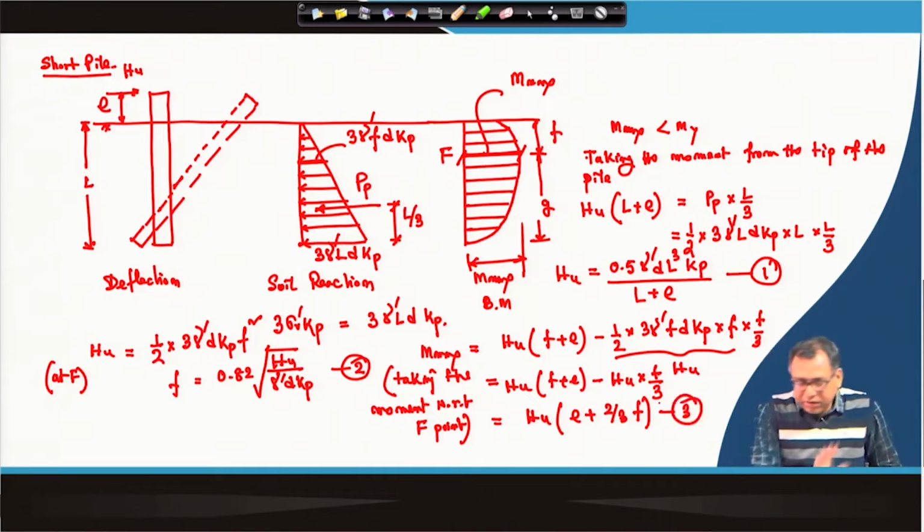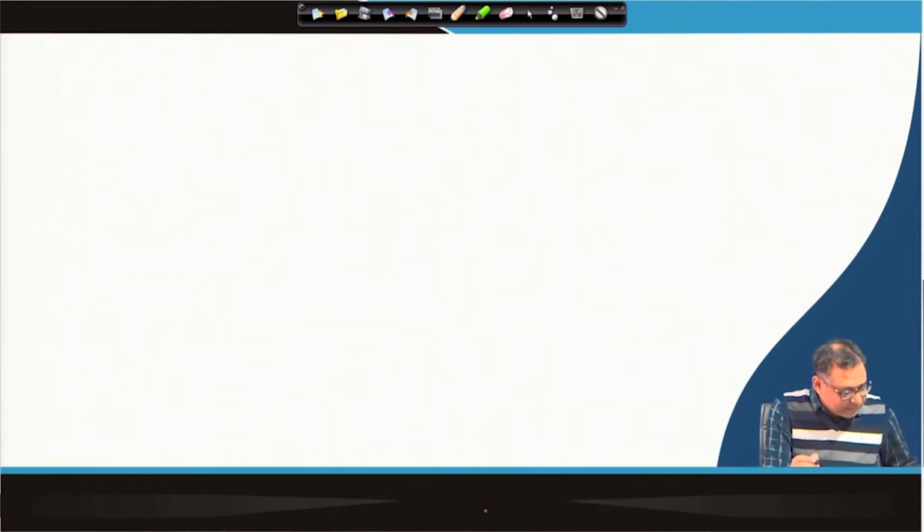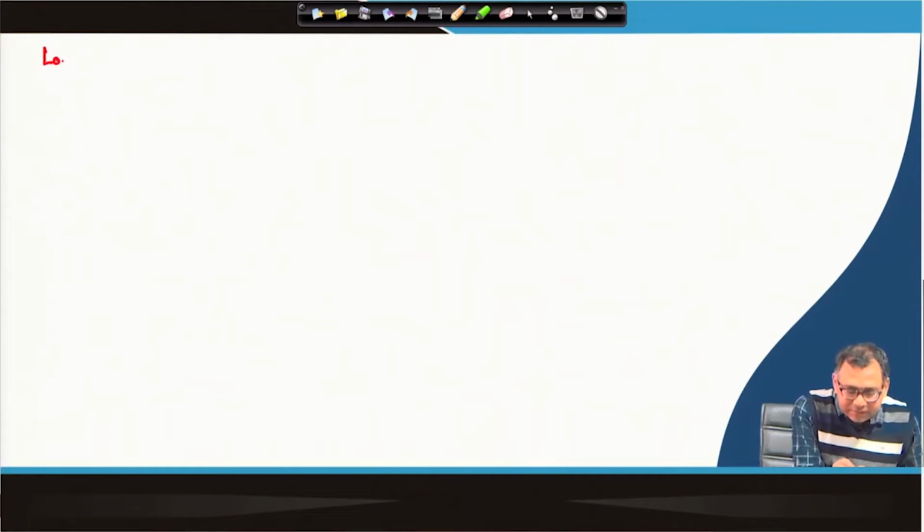So, for this short, free headed pile, equation number 1 will give us the H u, equation number 2 will give us the F, because that F is required to determine the M max. So, once I get the F and the H u, then I will get the value of M max based on the E value, and then you have to check that M max should be less than M y. Now, I will go to the long pile case.